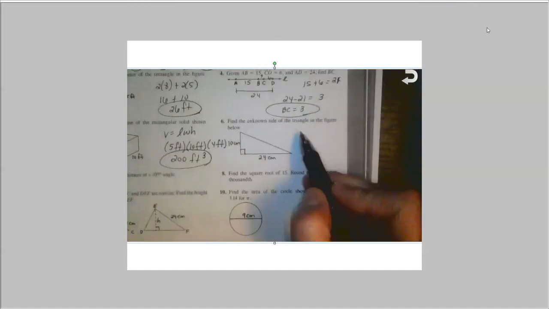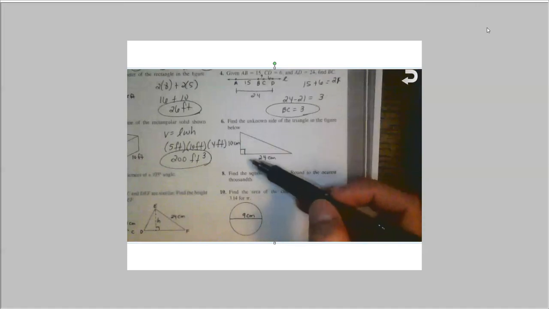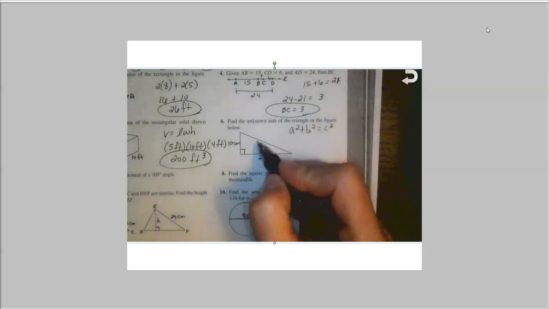All right, number 6 says to find the unknown side of the triangle in the figure below. We have a right triangle, and when I'm trying to find the missing side, I can use the Pythagorean theorem, which says a squared plus b squared equals c squared. C is always the side opposite that 90-degree angle. It's the longest side. We call that the hypotenuse.